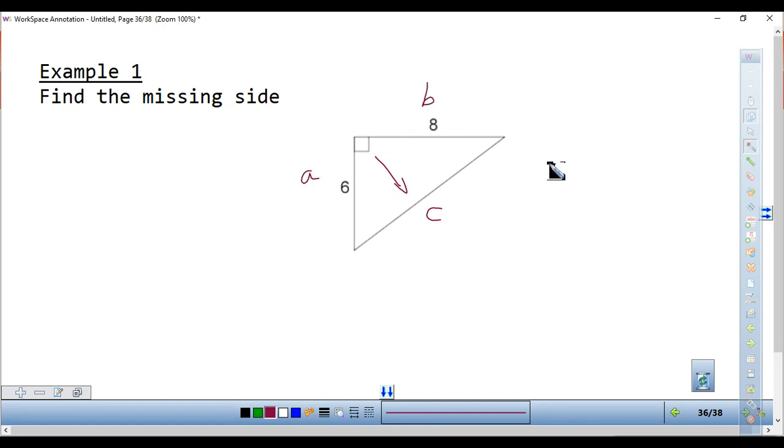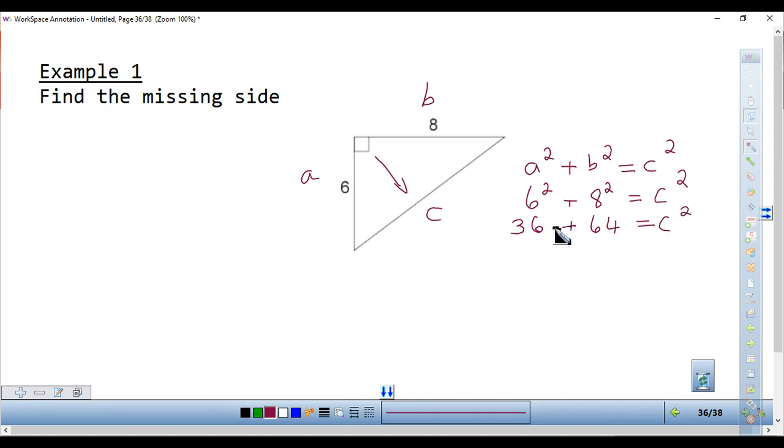The first thing that I'm going to do is state the Pythagorean theorem. a squared plus b squared is equal to c squared. It does not matter which way around a and b are labelled, but I'm going to write down 6 squared plus 8 squared is equal to, and I don't know this yet, c squared. 6 squared, 36. 8 squared, 64. c squared, don't know yet. 36 plus 64. So 100 is equal to c squared. I'm going to take the square root of each side. And that leaves me with an answer of 10 is equal to c, or c is equal to 10.